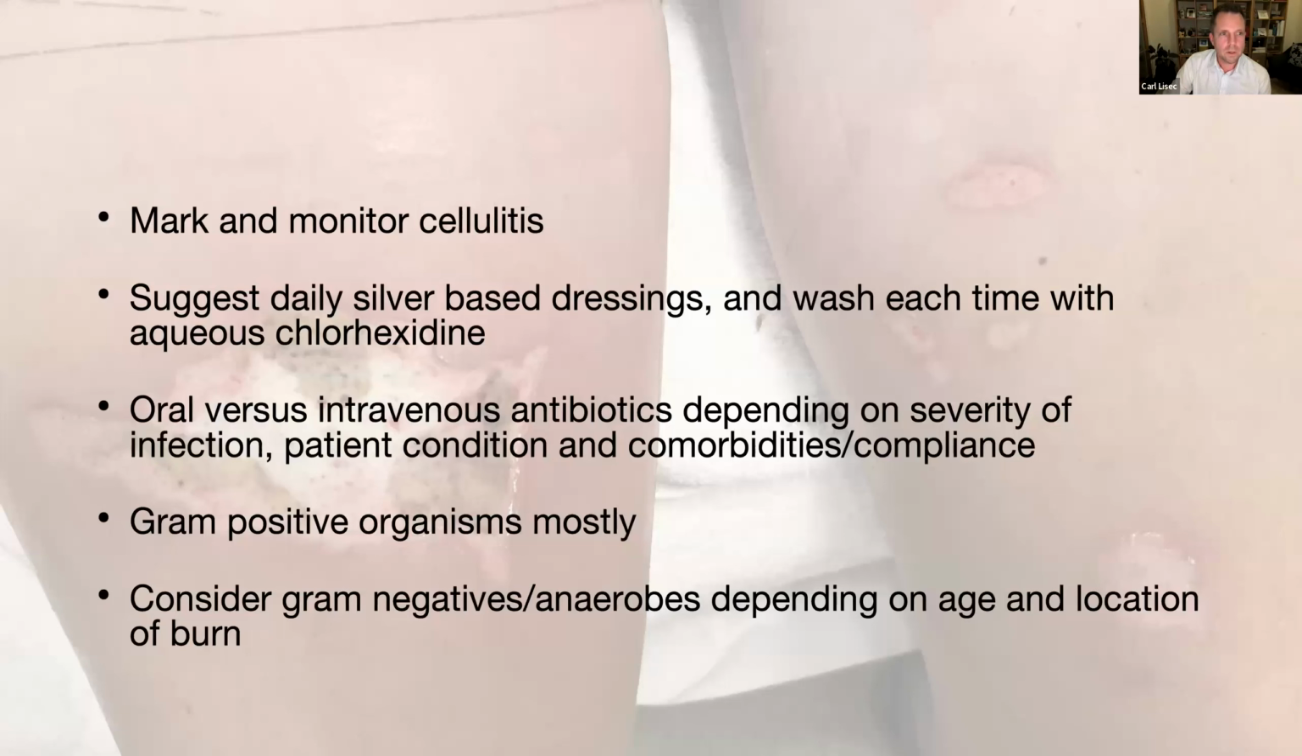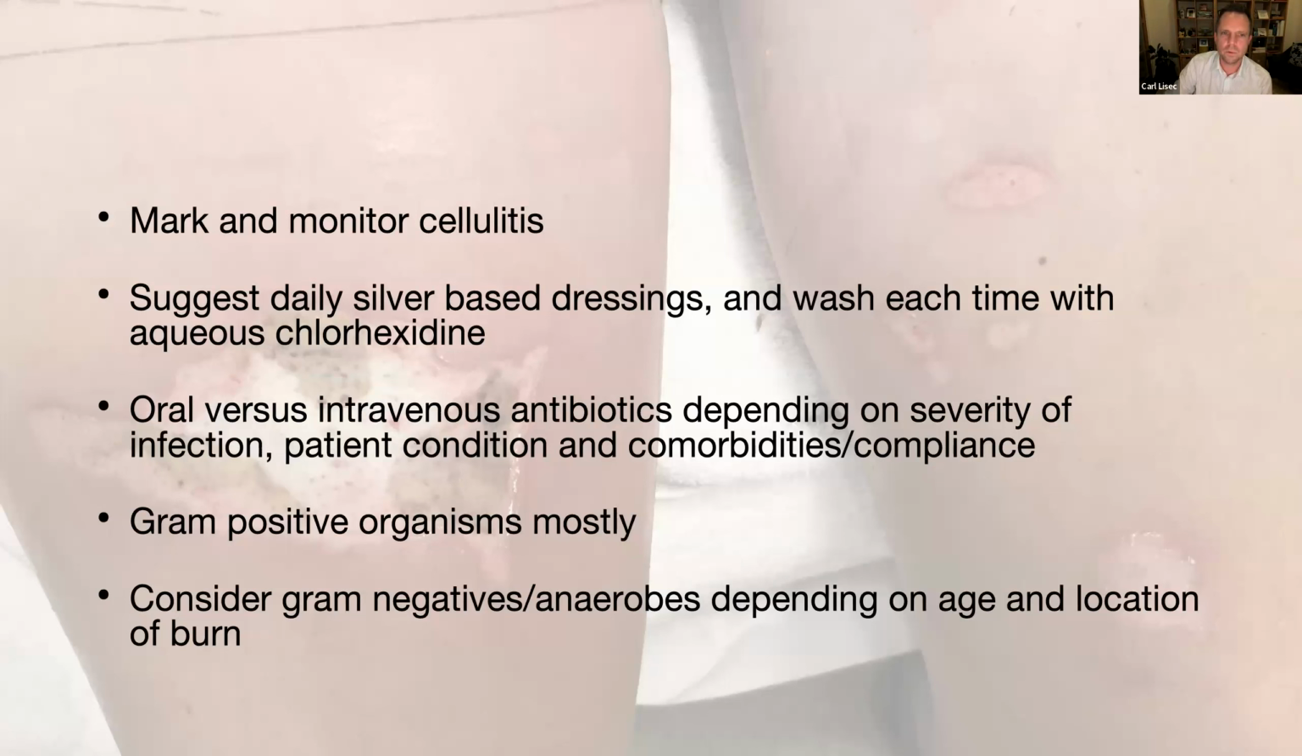Actually, we'll talk about it now. So when we've got a patient with cellulitis, one of the things that we always recommend is marking the boundaries of the cellulitis so that you and the patient can keep an eye on things. At our unit, and again, you're going to get different advice based on where you work and the burn service that you refer to, we would always suggest having a daily dressing, a silver-based dressing, and getting the patient to wash and shower each time they change their dressing.